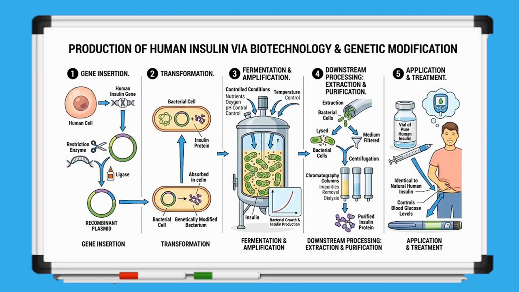As you can see in the diagram, the process begins with the insertion of the human insulin gene into a plasmid using restriction enzymes and ligase, forming a recombinant plasmid. This plasmid is then transferred into a bacterial cell, creating a genetically modified bacterium.